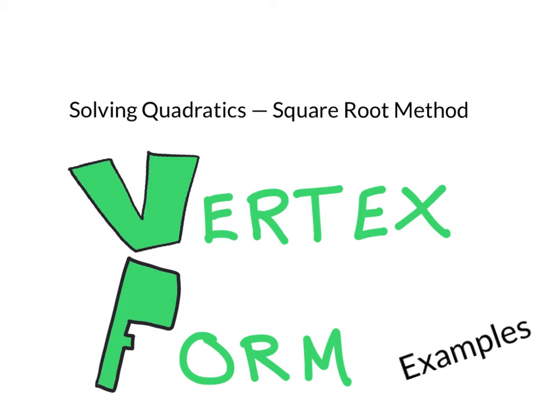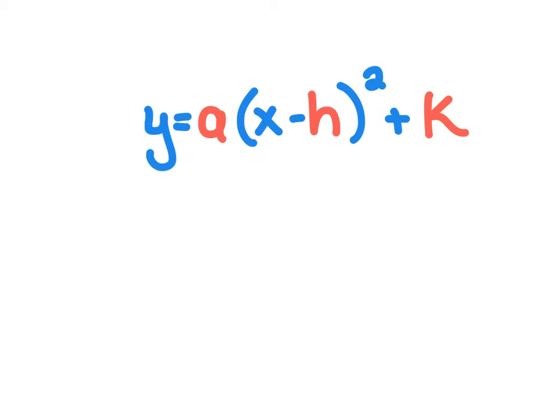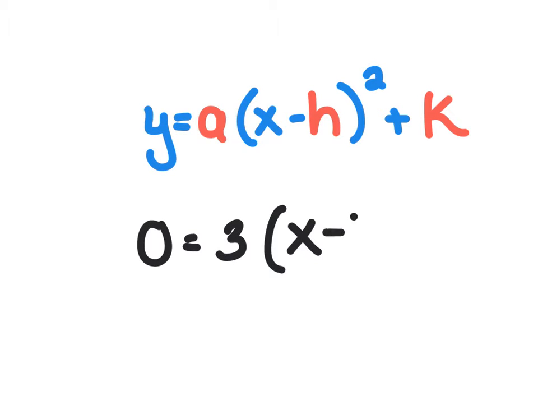The square root method can also be used to solve equations that are in vertex form. So a quick reminder is vertex form is shown on your screen. If you have a quadratic equation that looks something like this, x minus 4 squared plus 2, this is just an equation because it's in one variable, that looks a lot like vertex form.